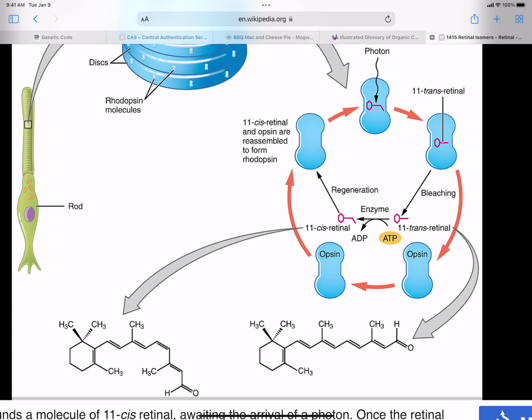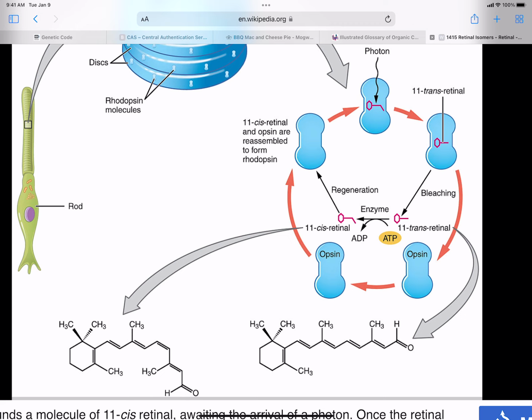So 11-cis-retinal is loaded into the protein called opsin. That protein does not look like this. That's somebody just drawing a cartoon and telling you it is a protein. Get ready for biochemistry, folks, because that's how they draw proteins in biochem, even though they don't look like that.